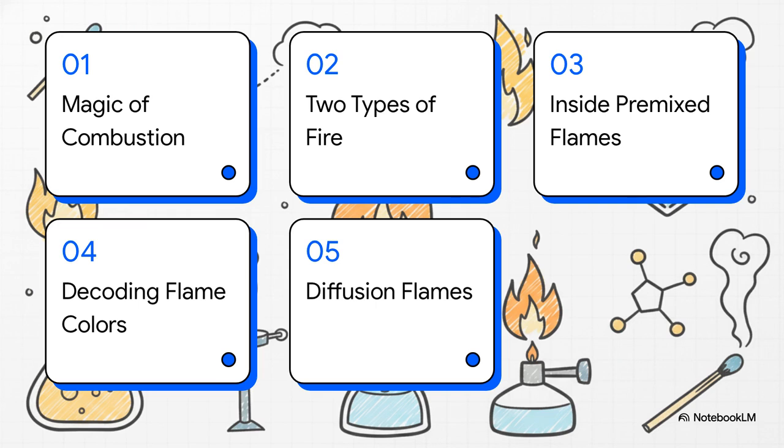Here's a quick roadmap for our journey today. First, the magic of combustion. Second, the two types of fire. Third, we'll go inside premixed flames. Fourth, decoding flame colors. And finally, understanding diffusion flames. This step-by-step breakdown is really going to demystify the whole complex physics of fire for us.